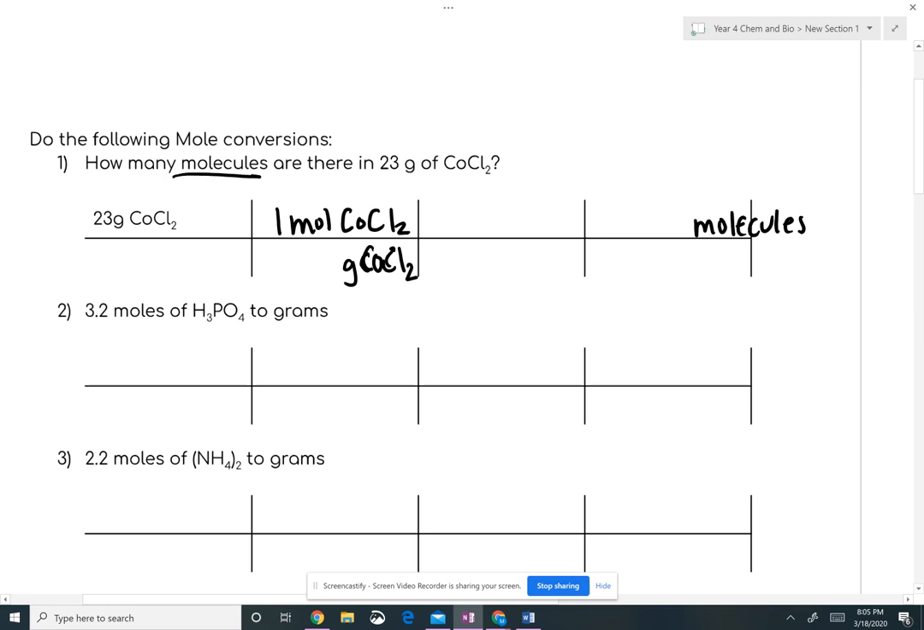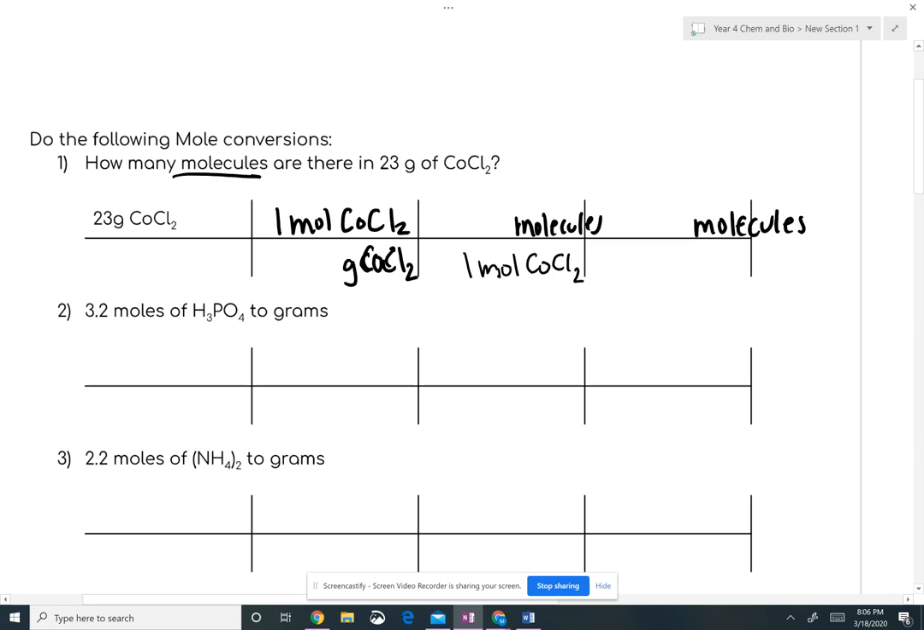Right, and then right here, I'm going to want molecules. Let me change my pen so that it is thinner. And here I'm going to go ahead and I want 1 mole of COCl2. Right, so those are the things that I'm going to be looking for.